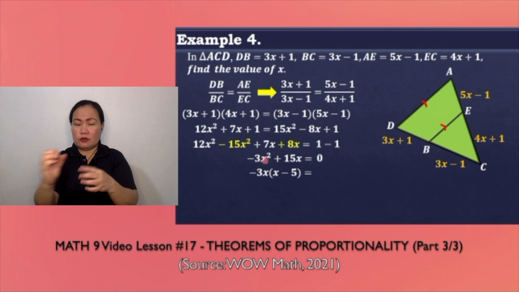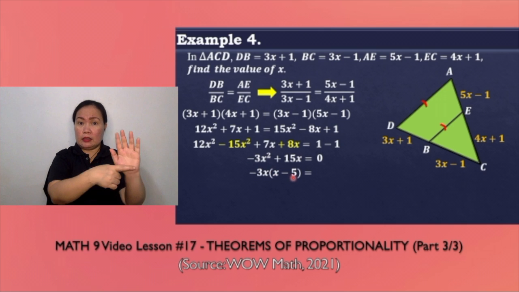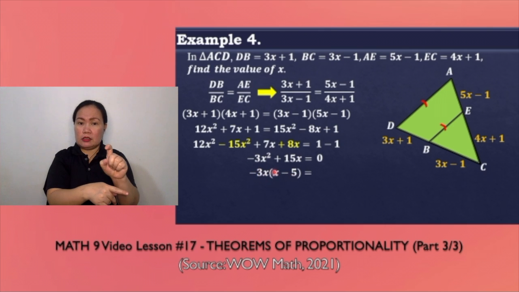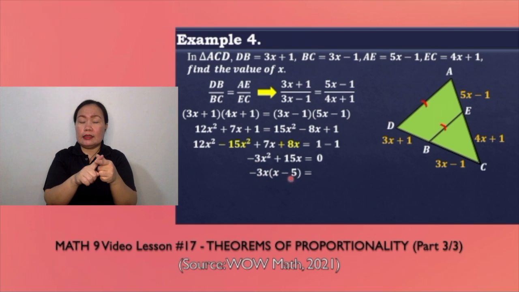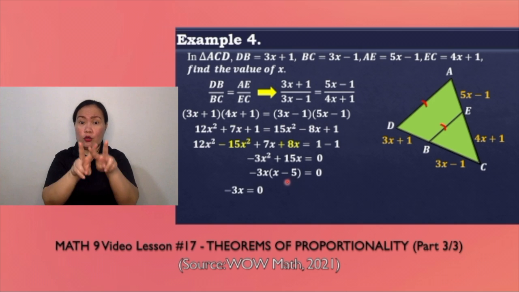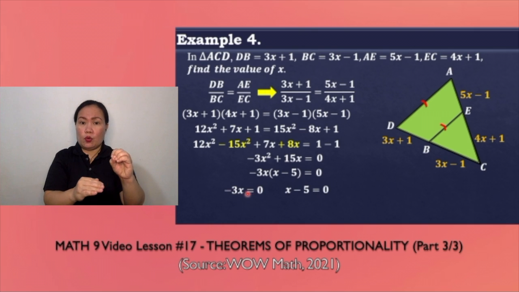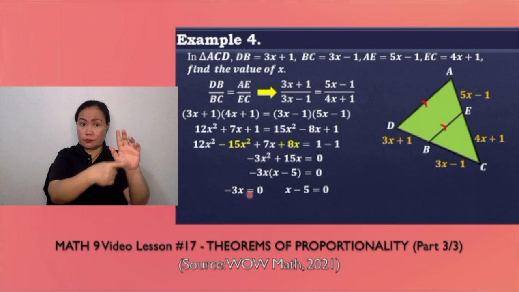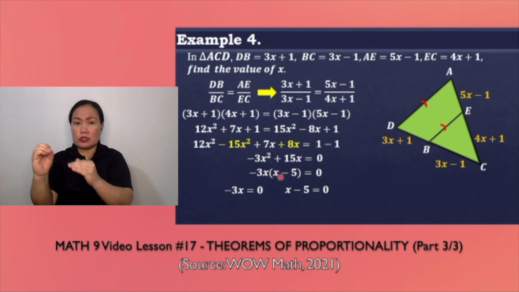So, you have negative 3x times the quantity of x minus 5. Okay, paano naging ganito? Negative 3x times x, that is negative 3x squared. And then negative 3x times negative 5, that is positive 15x. So, that is equal to 0. Therefore, meron tayong dalawang value ng x dito. Ano yung una? We have negative 3x is equal to 0. And then yung isa, x minus 5 is equal to 0. So, meron tayong dalawa. Okay?